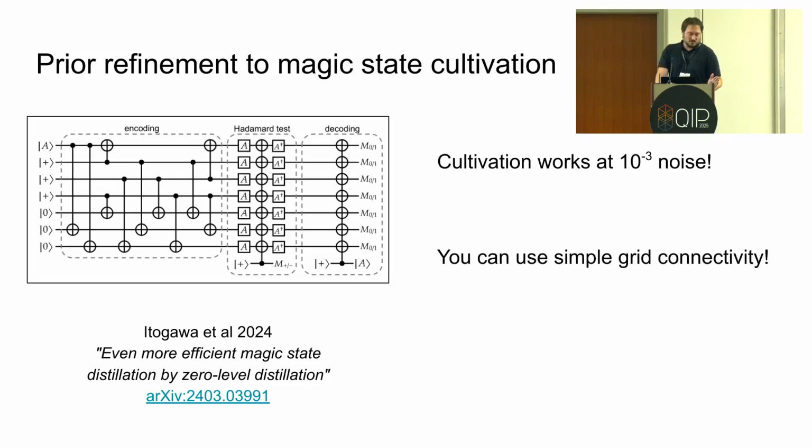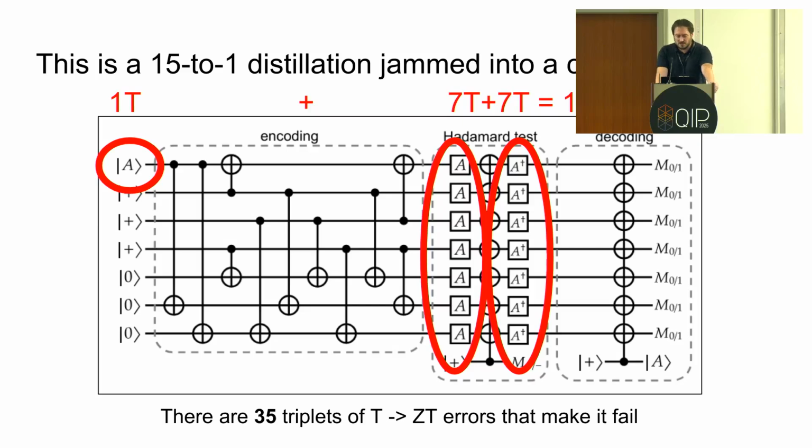But maybe it will. And something I want to point out: if you look at the circuit diagram and you count the number of A's, which is their letter for T for some reason, there's 15 of them. And if you start putting Z errors next to the A's, there's exactly 35 triplets of errors that cause it to fail. And if you're familiar with distillation, you know that the 15 to 1 factory has 35 distance 3 errors. So this is really just a rearrangement of the 15 to 1 distillation circuit, where instead of encoding into a 15 qubit code and then applying them transversally, we've kind of folded up the circuit a little bit so that it's inside a color code.